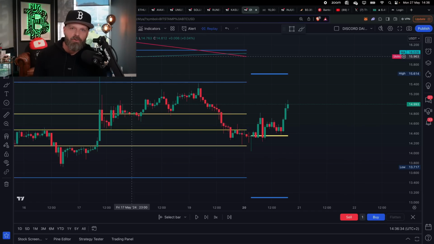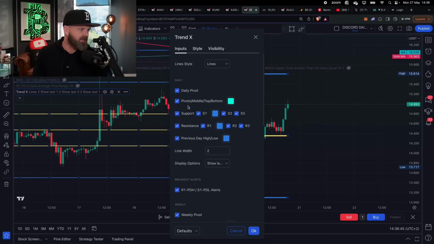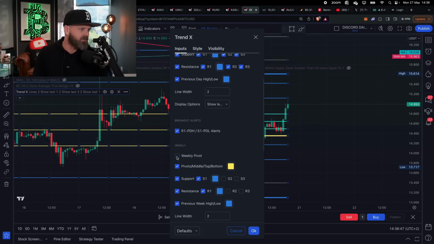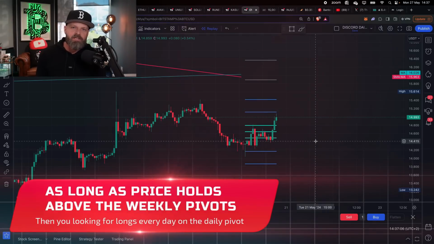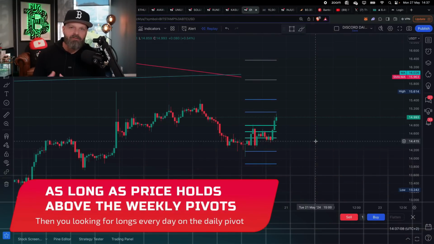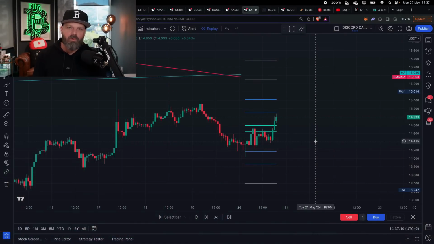So now I'm going to turn off the weekly pivots now that we understand our direction, and now we're going to start looking for entries using the daily pivots. Okay, so we're going to highlight the daily pivots. We're going to take off the weekly pivots. So now we've turned on the daily pivots and we've switched off the weekly pivots because now we have our bias. Now every day of the week we can use the daily pivots to start looking for bullish entries.